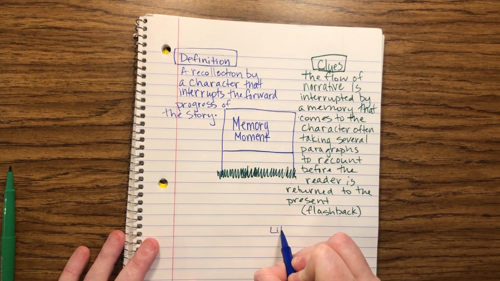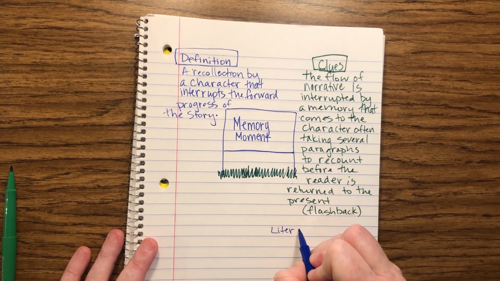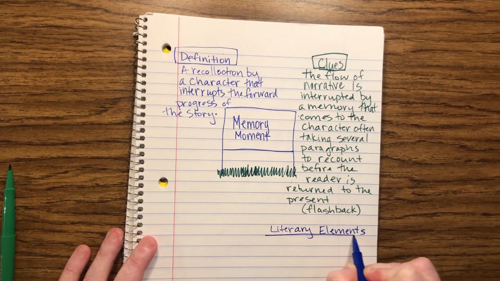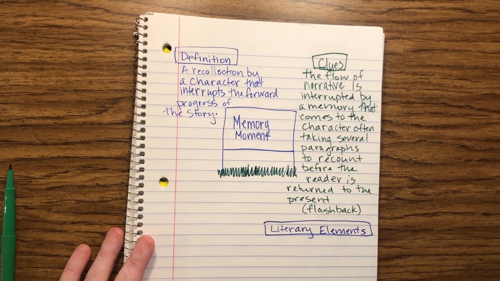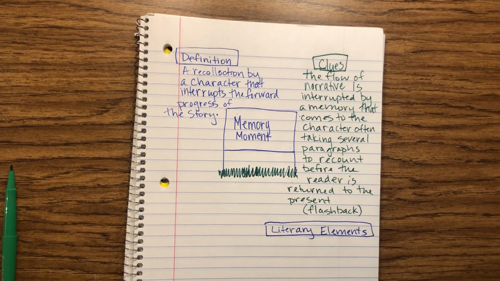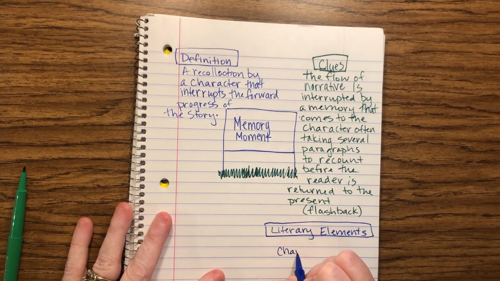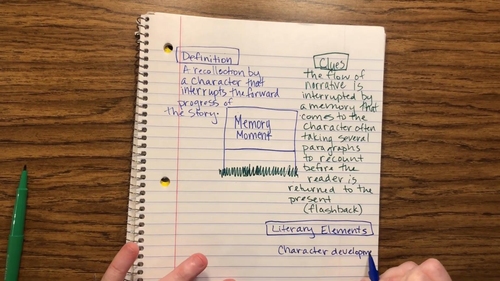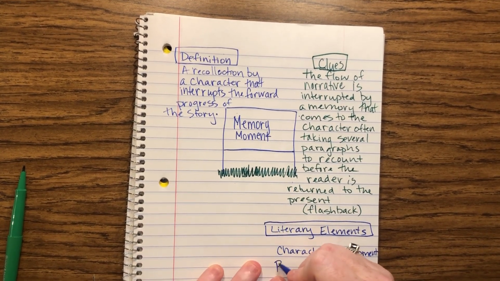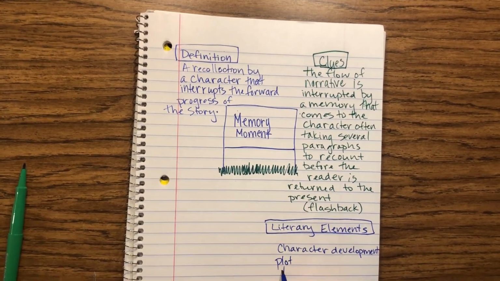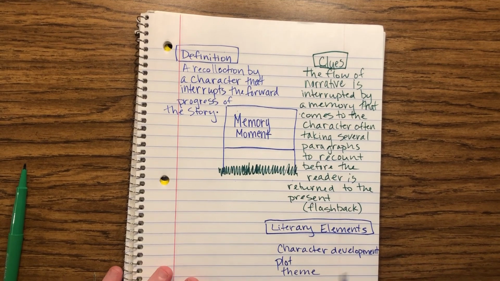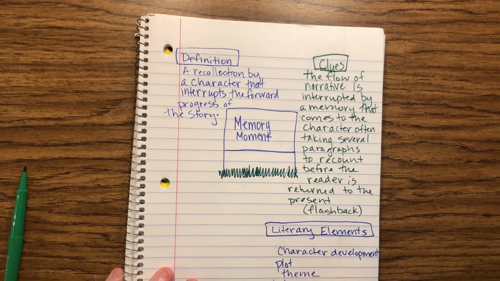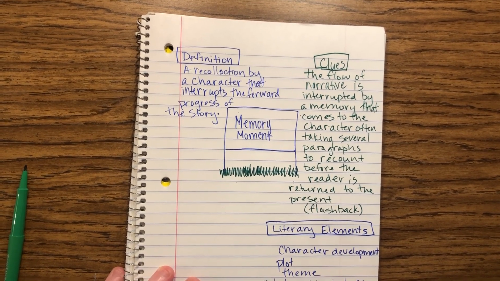All right, so the literary elements that are going to be included in this strategy. You're going to look for character development. You're going to look for plot. You're going to look for theme. You're going to look for relationship between the character and the plot.